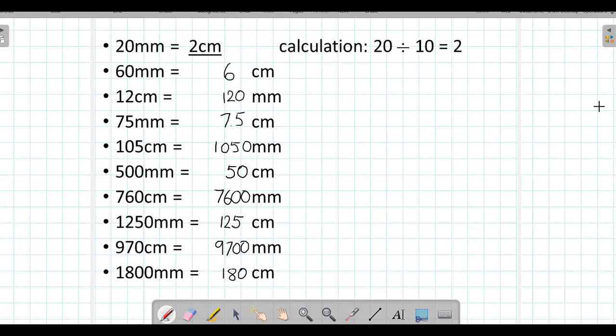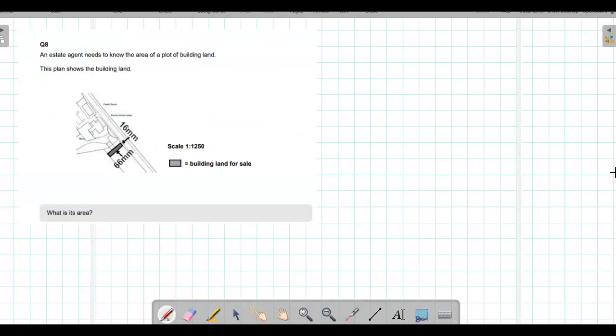So as you can see, every time I had millimetres, I divided by 10. Every time I had centimetres to millimetres, I multiplied by 10. Can get a bit confusing as you go down, but always read it back to yourself afterwards, and that's a really good sort of common sense check, because you'll know if you've got it wrong. If you say something like 1,250 millimetres is 12,500 centimetres, hopefully that'll trigger and you'd go, hold on, got it wrong there. So we're now ready to have a look at some scale questions.